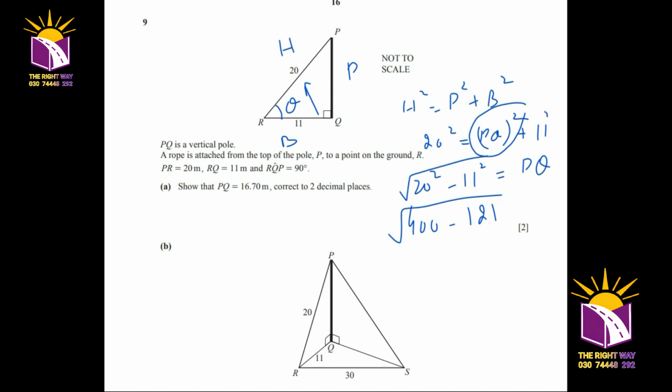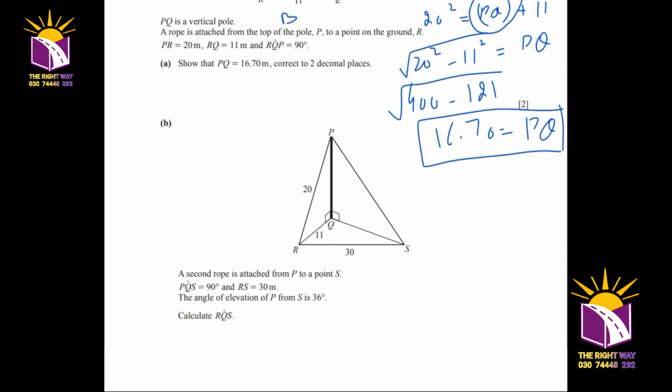20 square minus 11 square, square root. The answer will be equal to 16.70, which is equal to PQ. We have to show that PQ is 16.70.